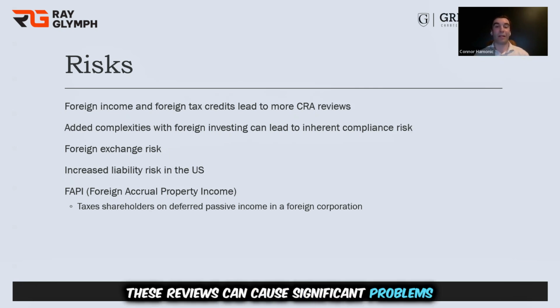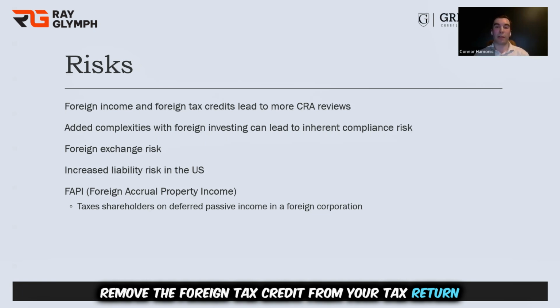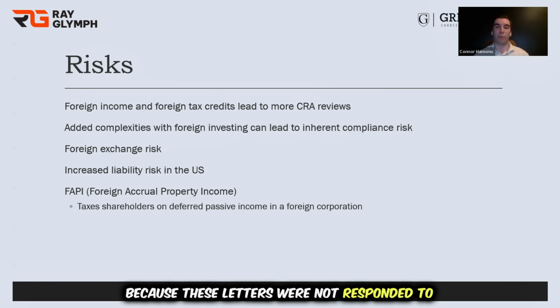However, these reviews can cause significant problems. If the review is not responded to properly, CRA can actually remove the foreign tax credit from your tax return. I've seen situations where clients have owed $100,000, $140,000 to CRA because these letters were not responded to. It's something that we can fix. In the long run, we ended up getting that situation fixed for that particular client. So it was fixable, but again, it is a risk and something you need to be careful of. Make sure you're keeping proper documentation so we can respond to these reviews.